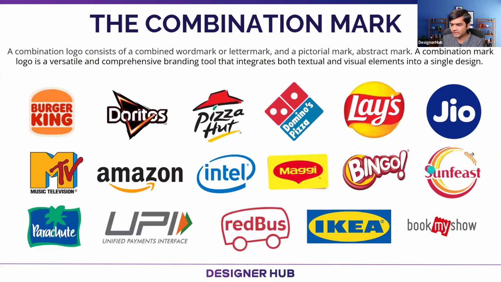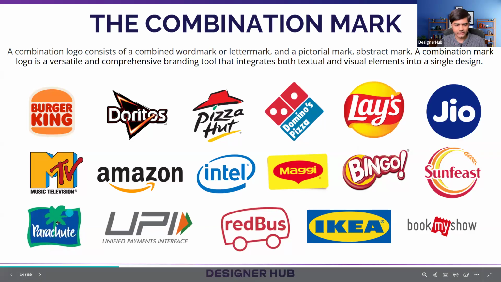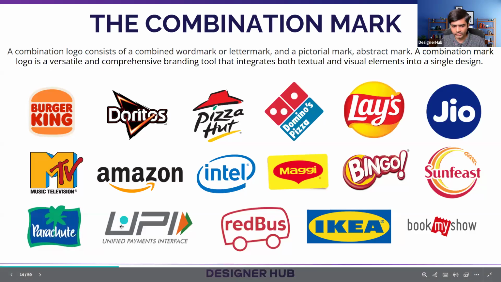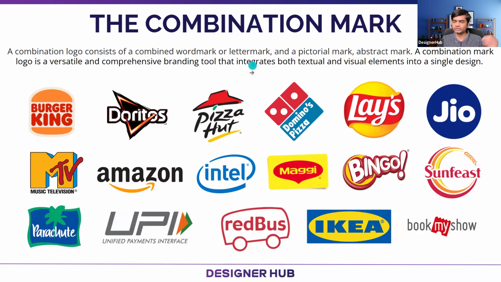Okay, so Sunfeast, it is combined with those elements of grain. Then Parachute, you can see they have combined the tree and the coconut tree and the entire shape. UPI, they have combined these two arrows with the entire thing. Red bus, the bus and the text. IKEA, again combined with shapes. Book My Show, that my shape of the ticket is combined with it. So these are all combination mark logos.